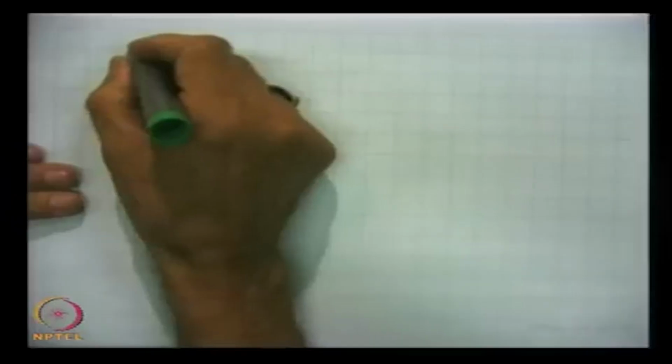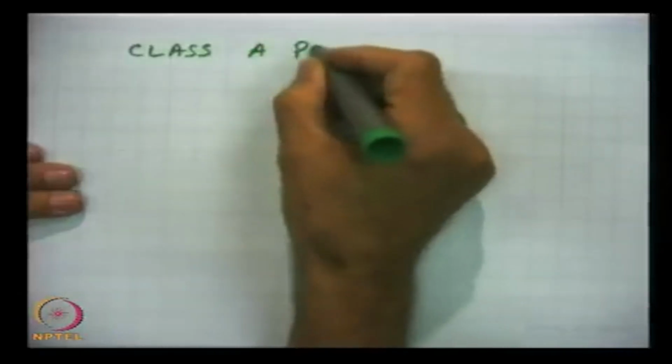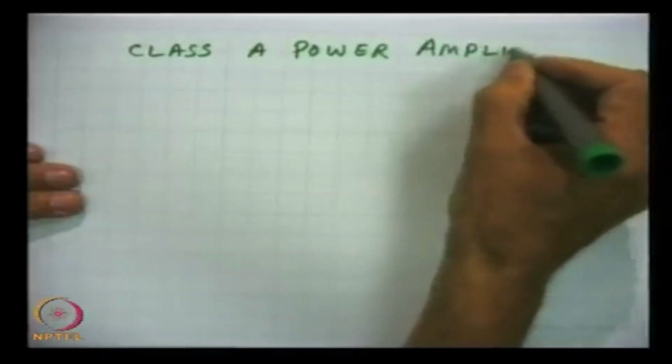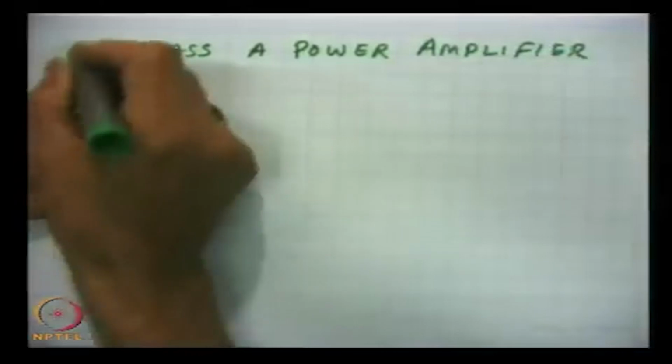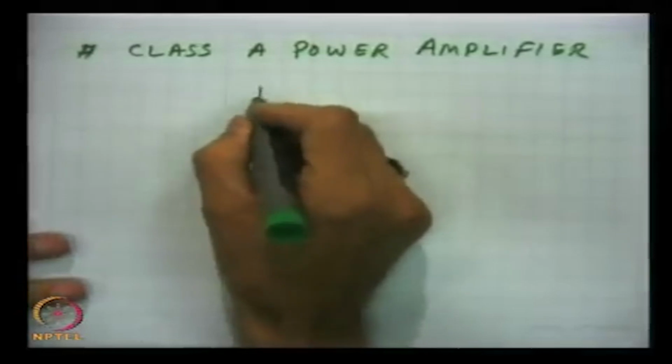So, let us now go about the amplifiers. First we take class A amplifier. Class A power amplifier. A simple circuit for class A amplifier can be drawn, and let us say that this is the simple circuit.